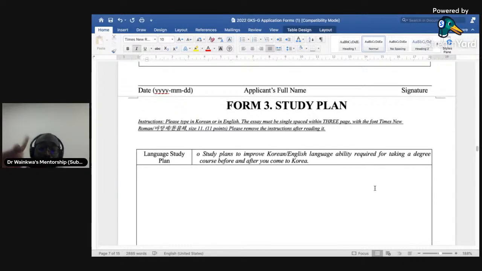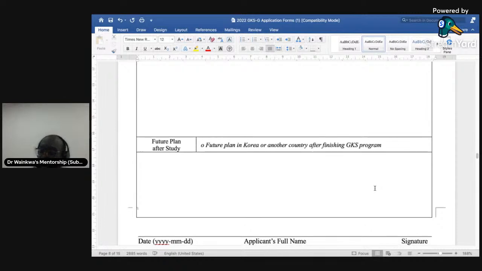The one before, the personal statement, is 2 pages. If you write 3 pages, they're not going to look at it. Just imagine if you wrote everything and your most important part falls on the third page. The third page is kicked off, and you end up losing those marks. Follow instructions, very important. Your study plan essay must be single spaced within 3 pages. And your study plan is subdivided into parts.